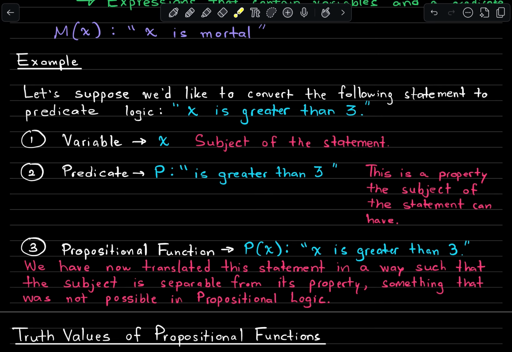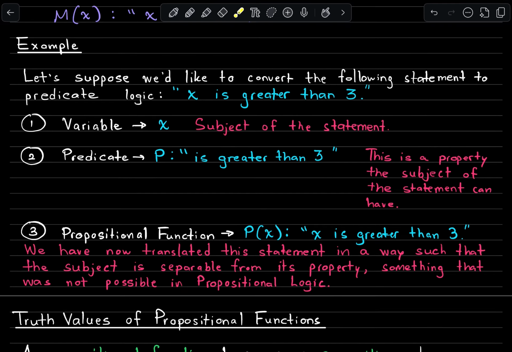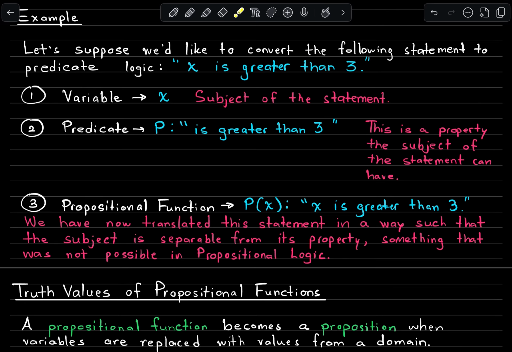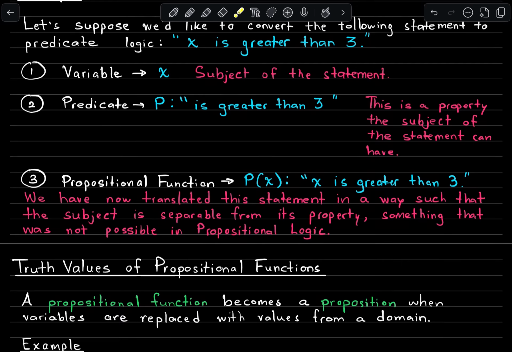Now let's think about truth values of propositional functions. A propositional function becomes a proposition when the variables are replaced with actual values from a domain. As it stands, with a variable, its truth value is indeterminate. When we say something like x is greater than 3, it's going to depend on what x is. So let's see how this works.